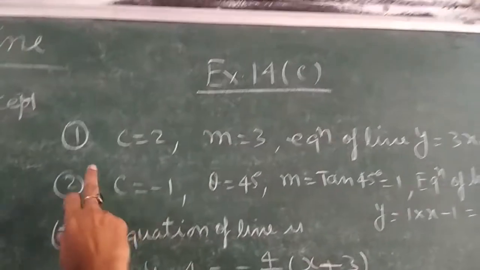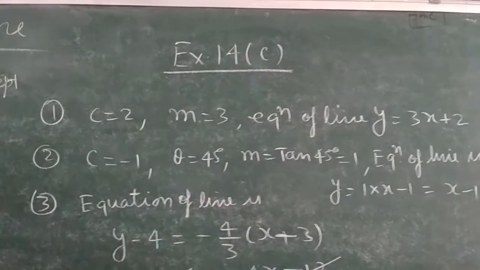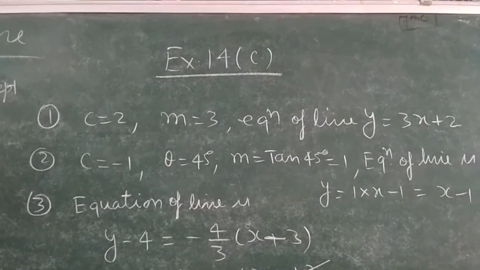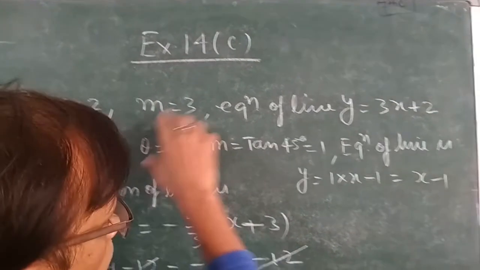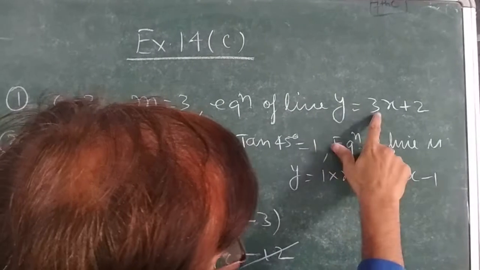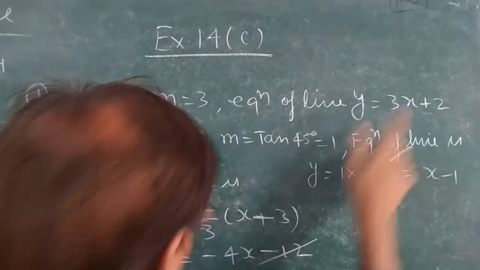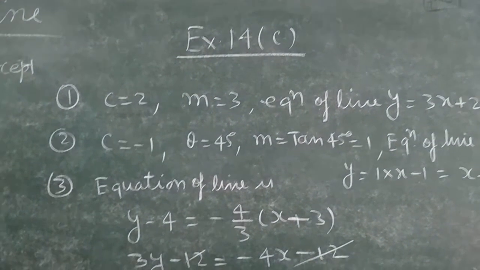Now exercise 14, see first question. You are given the y-intercept, that is c equal to 2, and m equal to 3 slope. So the equation of line is y equal to mx plus c, y equal to 3x plus 2, according to this formula.